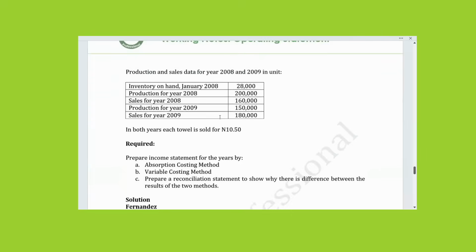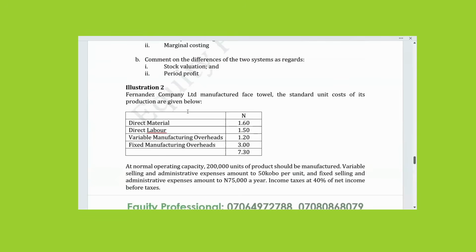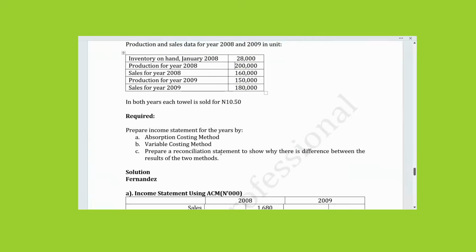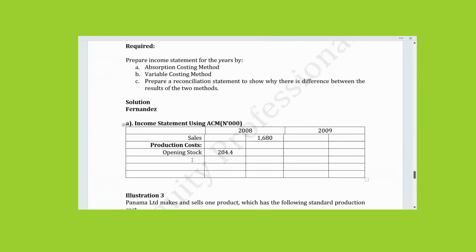Immediately after opening stock, we consider direct material. I will go to the question and check if I'm given direct material. Yes, we are given direct material cost of 1 naira 60 kobo. What am I going to do? Just multiply the cost per unit with the actual units produced. In 2008, 200,000 units were produced. Therefore, 200,000 multiplied by 1.6. Festus, what do you have? 320,000. That's direct material.